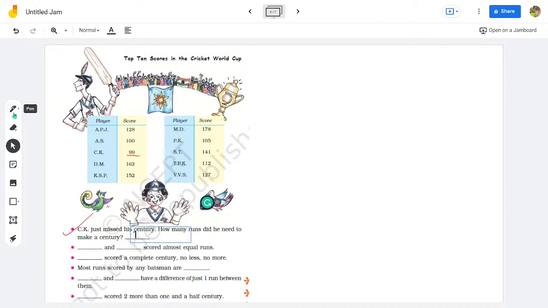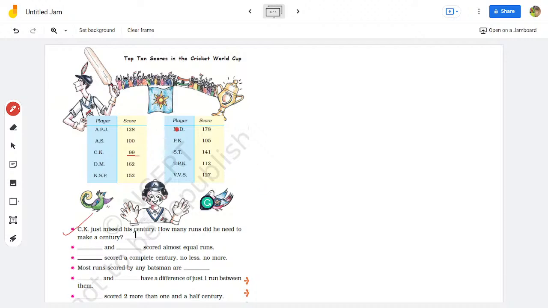Then we have the next question: something and something scored almost equal runs. Okay, let's see, do we have any two people who have scored runs that are really close to each other or almost equal?